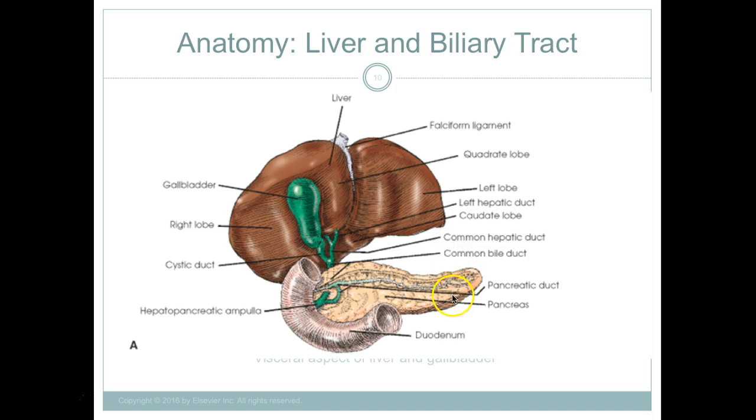So looking here, this is just a really interesting diagram. You have your falciform ligament with your quadrate lobe. Here's your gallbladder, and you can see your right and your left. So here's your left, here's your right. Right hepatic duct, left hepatic duct, to your common hepatic duct. Here's your cystic duct merging, so you have your common bile duct at that point. And then you can see your hepatopancreatic ampulla right here, and this is your pancreatic duct coming all the way across. So it's a good shot of your pancreatic duct.